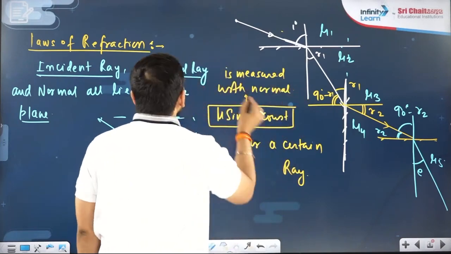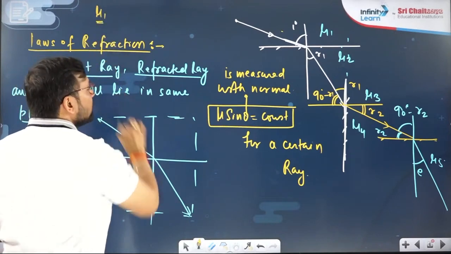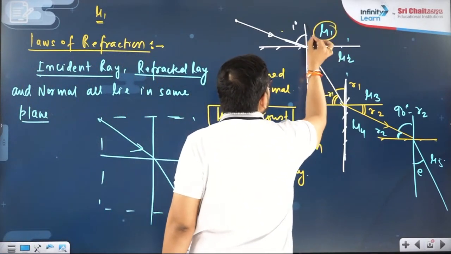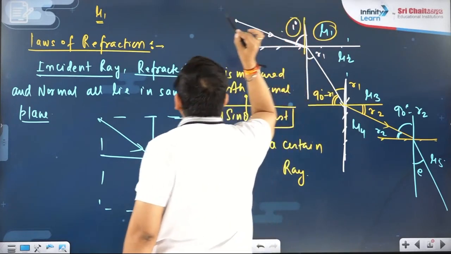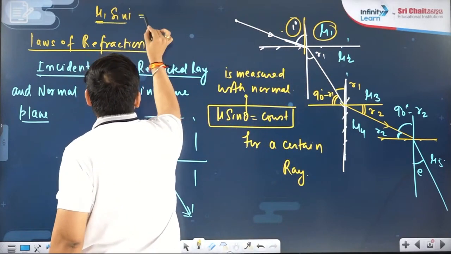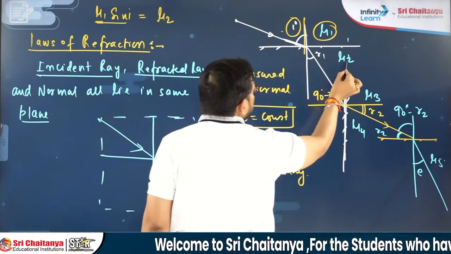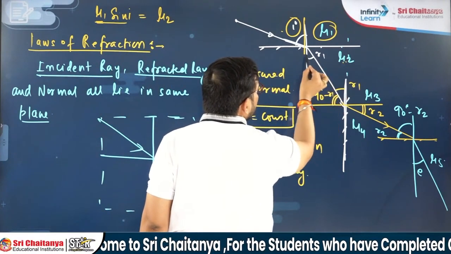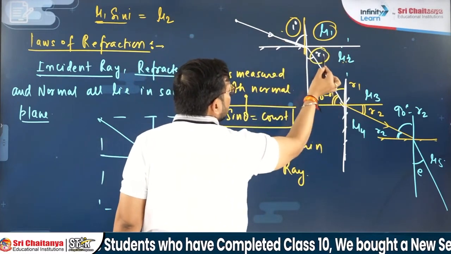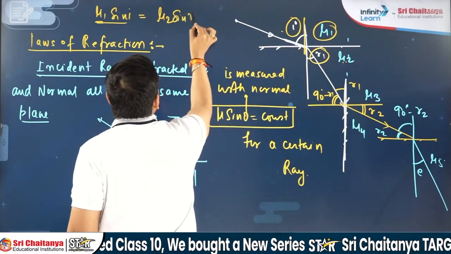Now see here and focus. The medium I am taking is mu1. In the mu1 medium, with the normal, what angle is given? I. So I will write mu1 sin I. That same value will be in mu2. When I write mu2 medium, in the mu2 medium with the normal the angle is R1, whether you take it here or here. So I will write mu2 sin R1.